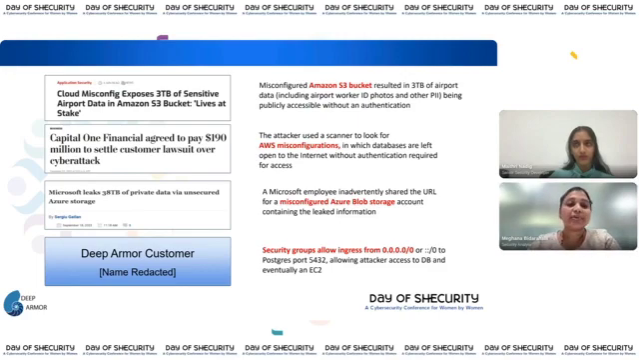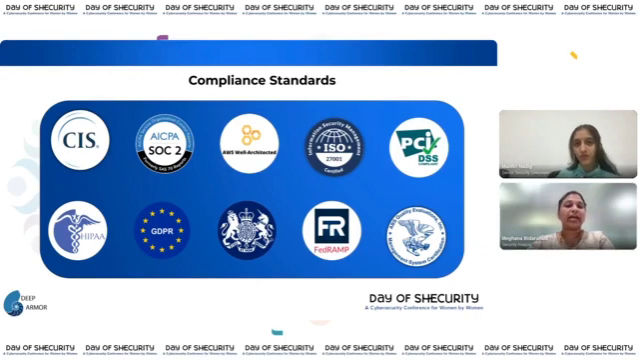Also, Deep Armor's cloud infrastructure customer had a similar misconfiguration in which port 5432 was open for attackers to access the DB. So, as we saw, a lot of money as well as data is being compromised due to misconfiguration in the cloud.